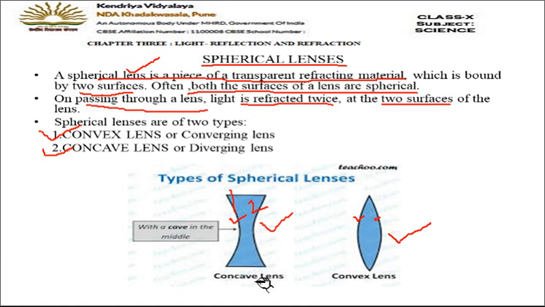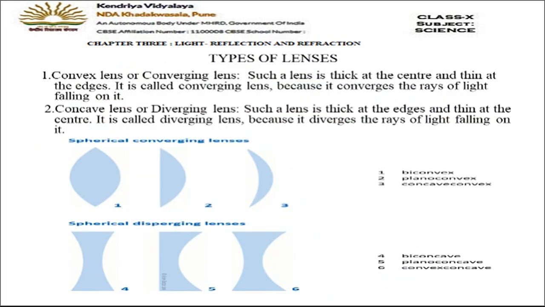Now how to remember the shapes? You can see here it is written with a cave in the middle. Concave has a cave in the middle. So the cave here is this side. This is bent inwards. And in case of the convex lens, both the surfaces are bulging outside, they are protruding outside. So this is the structure for the concave lens and this is the structure for the convex lens. Fine. Let's move on to the next slide and see again the types of the lenses.